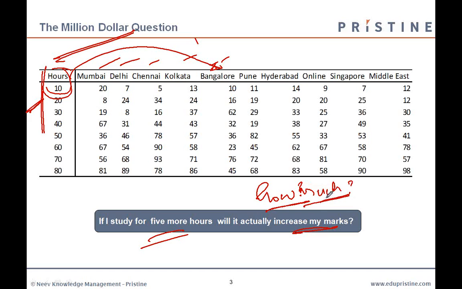So now you're asking for a mathematical value. You're asking for a quantification of relationship. And that is where your regression comes very handy. So regression analysis is actually used to establish a mathematical equation between your independent variable and dependent variable. In our example, the independent variable is your hours of study, and the dependent variable is marks that you obtain on the exam.